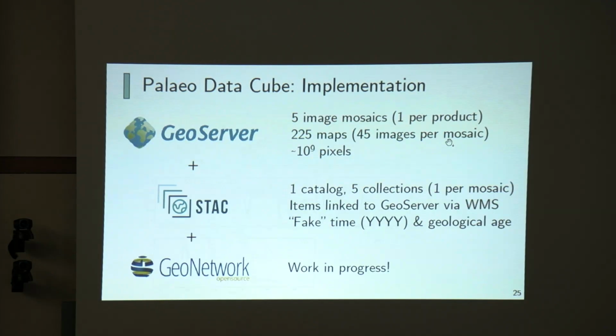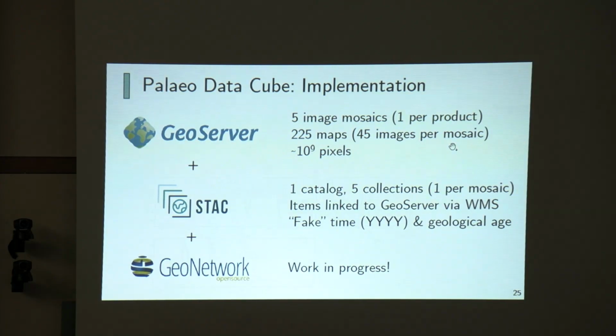How we did this is we implemented a GeoServer with image mosaics, one per product that I showed before, which yields 225 maps with 45 images per mosaic, so 45 timestamps back in time, for over 1 billion pixels. We also implemented a STAC catalog with 5 collections, one per image mosaic, linked to our GeoServer.